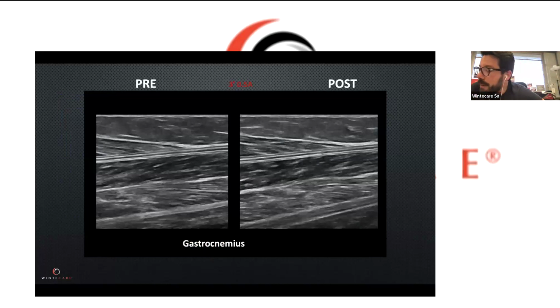Why is deep temperature so important? Okay, because sometimes we want to affect the viscoelasticity of the tissue. Look at that. Here we have a soleus crossing a gastrocnemius, and we can see with high definition ultrasonography the space between the different layers of the fascia. Okay, so this whitish part over here, white means more dense, dark means more smooth, more liquid.